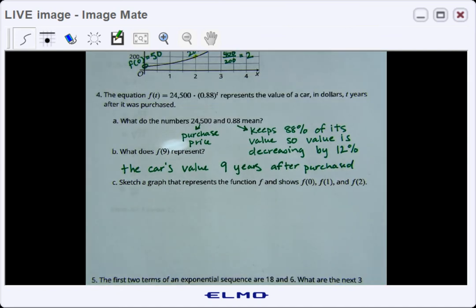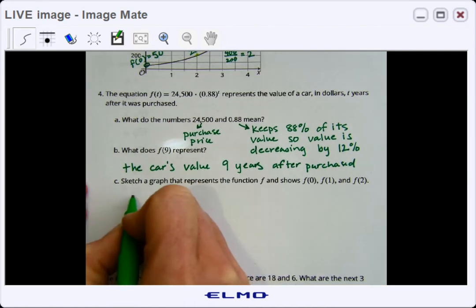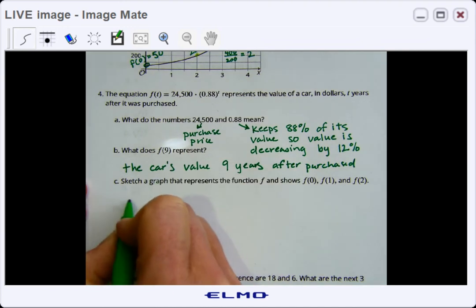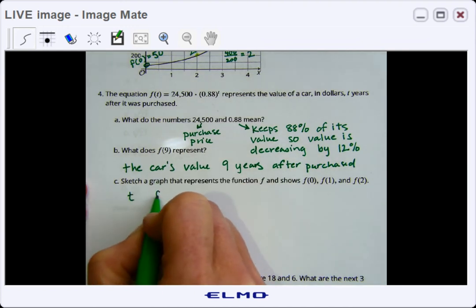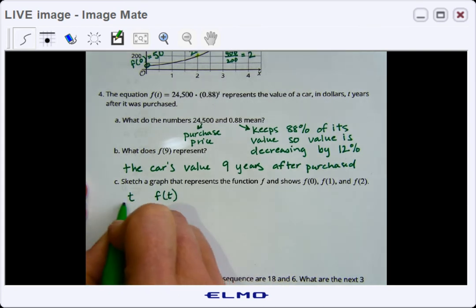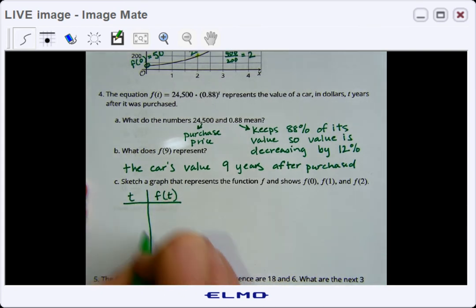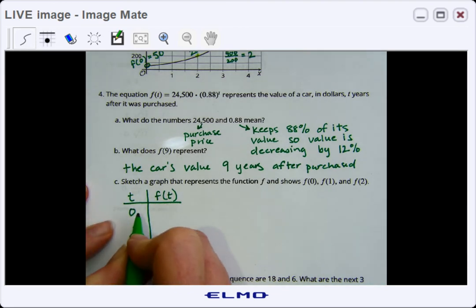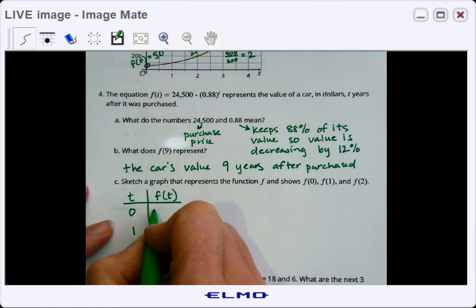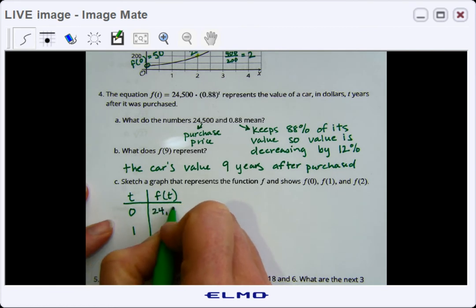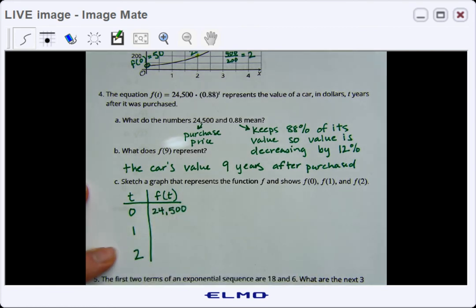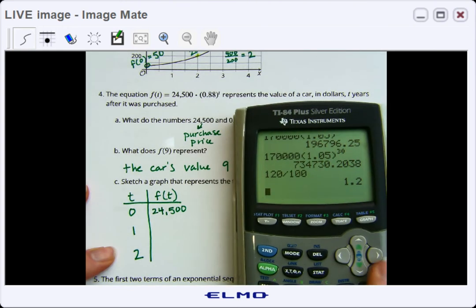Sketch a graph that represents the function f and shows f of 0, 1, and 2. Okay, so if we know our equation, we can just make a little chart for t and f of t, because we need to know the values at 0, 1, and 2. Well, at 0, it's the purchase price, 24,500. And then I'm going to need to calculate the other 2.